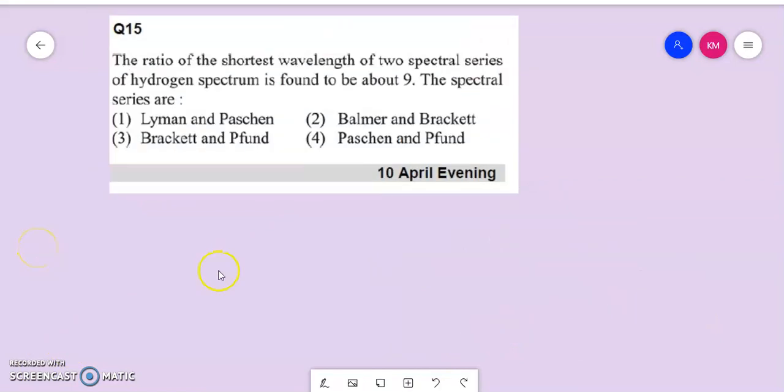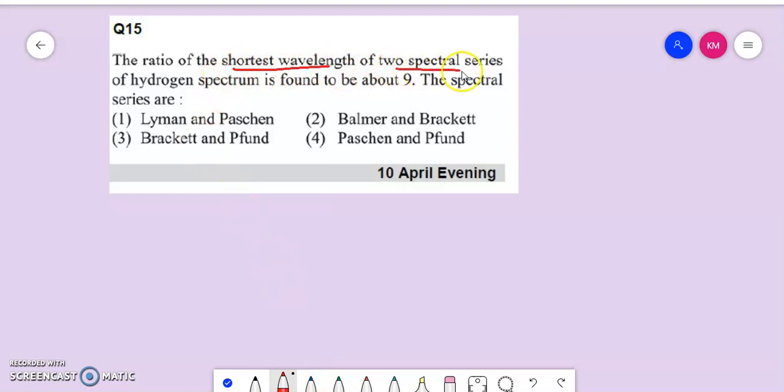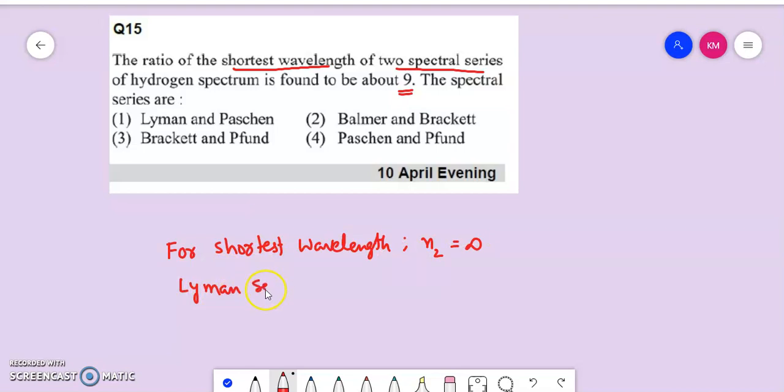See the next question here. The question is: the ratio of the shortest wavelength of two spectral series of the hydrogen spectrum is found to be about 9, and what are the spectral series? Whenever they mention the shortest wavelength, in that case n2 can be taken as infinity. You have to check it with every series. Now I am taking it for the Lyman series.